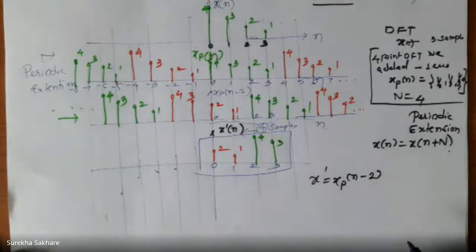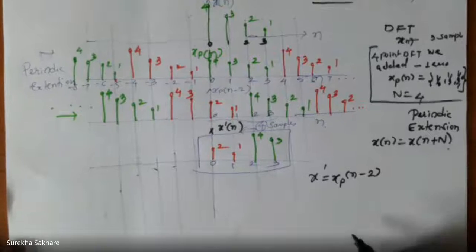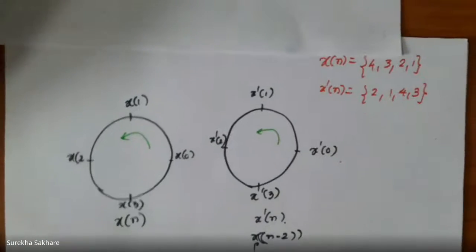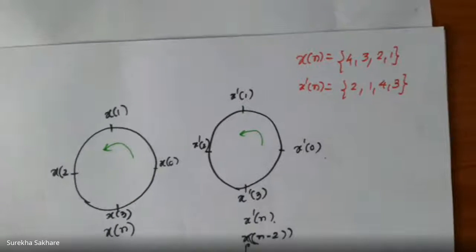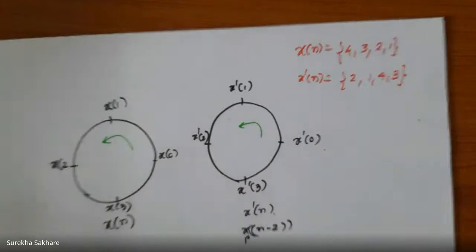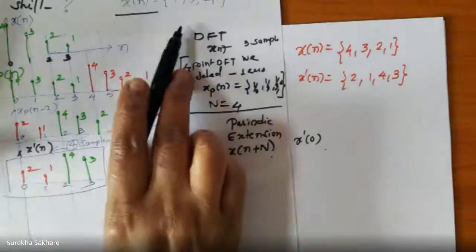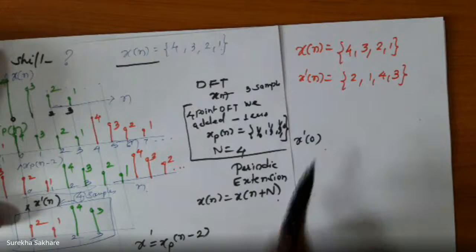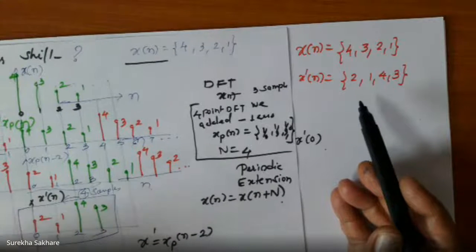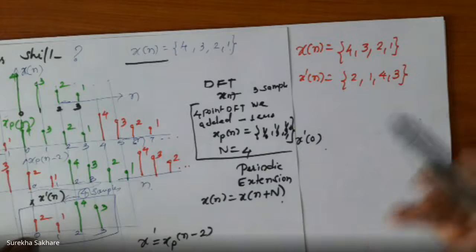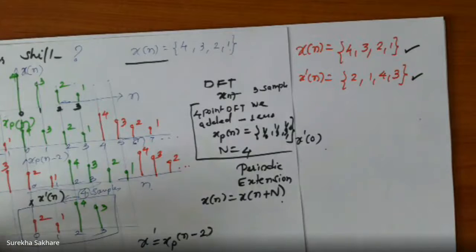So what do I mean by this? I will write down the sequences here. I have written the sequence as x of n is 4, 3, 2, 1, that I have taken, and x dash n is coming as 2, 1, 4 and 3, that I have put here on this page. I have covered the first 4 samples.